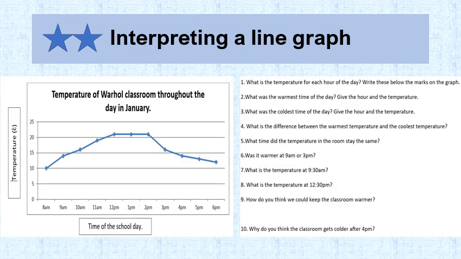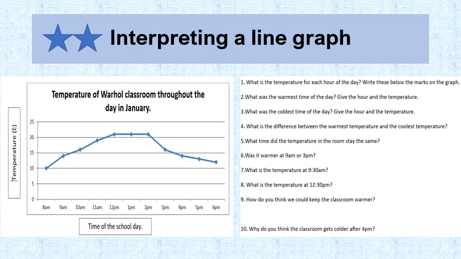Interpreting a line graph is a two-star task. Your line graph shows the temperature of Warhol classroom throughout the day in January. Question 1. What is the temperature for each hour of the day? Write them below the marks on the graph. Question 2. What was the warmest time of the day? Give the hour and the temperature.